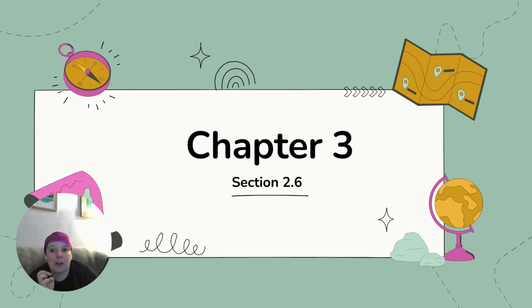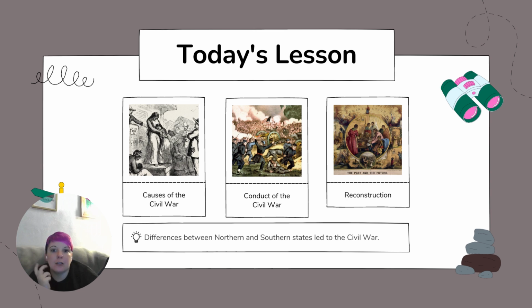In this section, we're going to talk about Civil War and Reconstruction. So we're specifically going to talk about causes of the Civil War, and then we're going to talk about the conduct of the Civil War, or different pieces of the war that are important to remember. And then we're going to touch some on Reconstruction, which is a period of time that happened after the Civil War. So our main idea for this section is that differences between northern and southern states led to the Civil War.